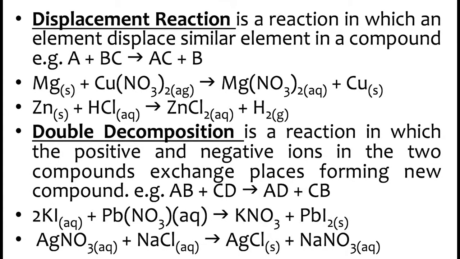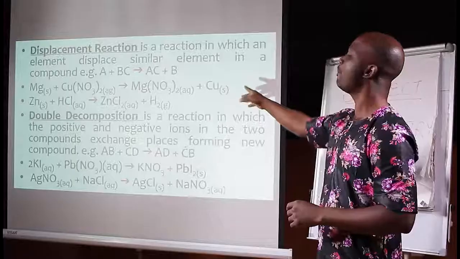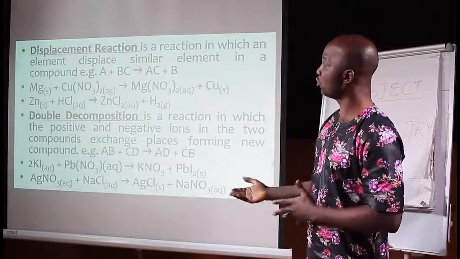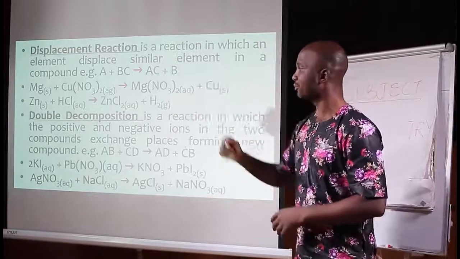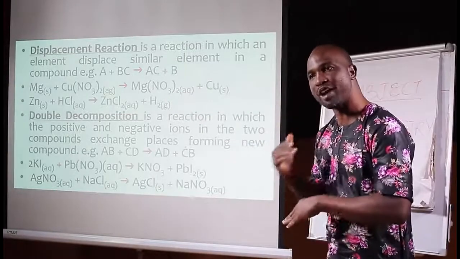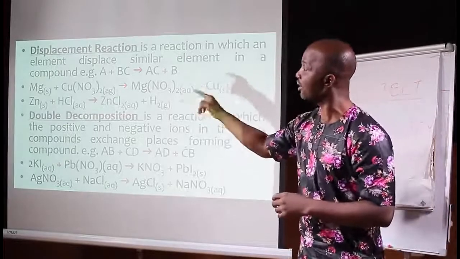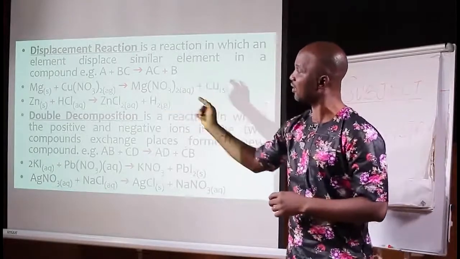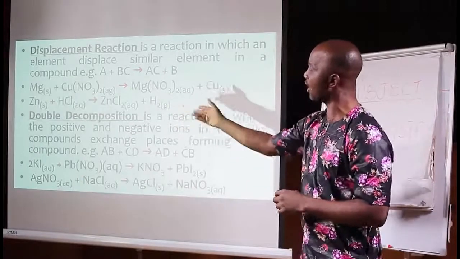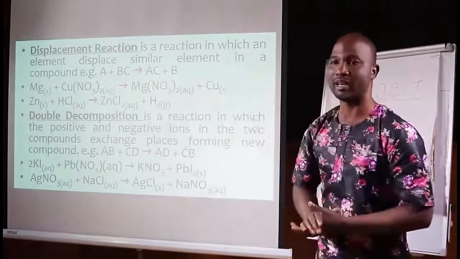You can see that magnesium is above copper on the electrochemical series, so it has a tendency of displacing copper in copper trioxonitrate 5, so that it becomes magnesium trioxonitrate 5, and copper will be deposited. Or you can see also zinc reacting with an acid. Any metal that is above hydrogen on the electrochemical series has the tendency of displacing hydrogen in an acid, so that zinc displaces hydrogen to give you zinc chloride plus hydrogen gas that will be liberated.